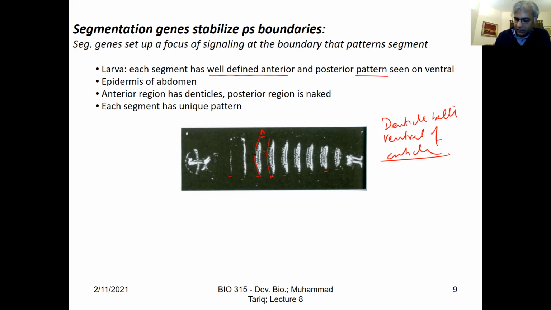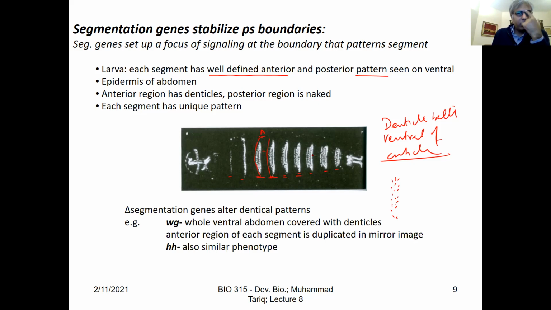Another very promising thing is that the pattern of each denticle belt is unique. These are basically projections from the cuticle like this. And when we zoom in, we will see that the denticle belt of this segment is unique and does not match this one, and so on.